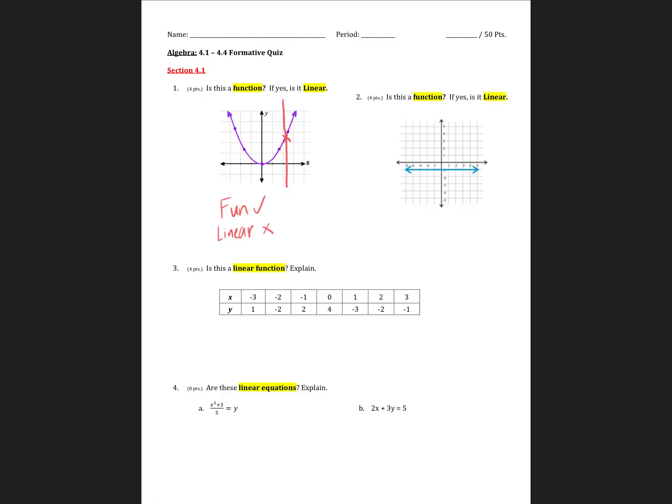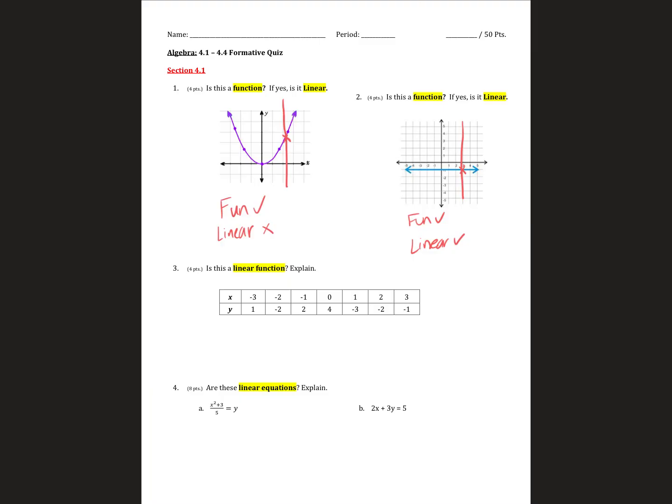Question 2. It passes the vertical line test. It only hits one time. Is it linear? Yes, it makes a straight line. So it's a function, and it is linear. Therefore, it is a linear function.